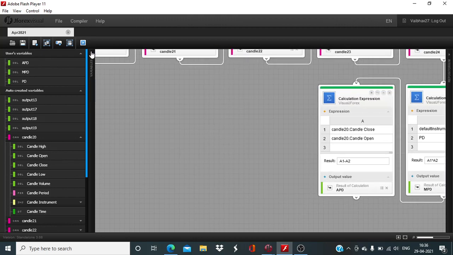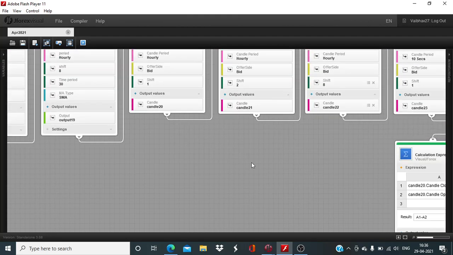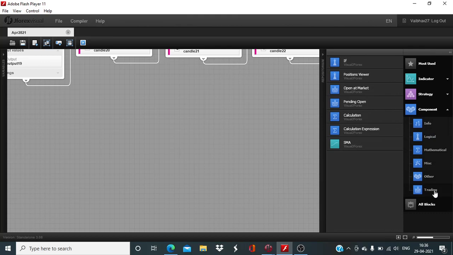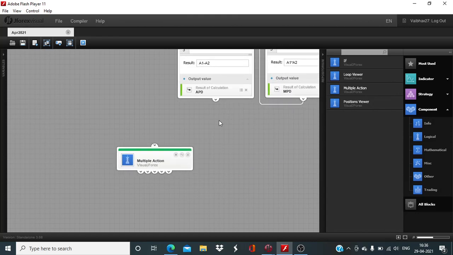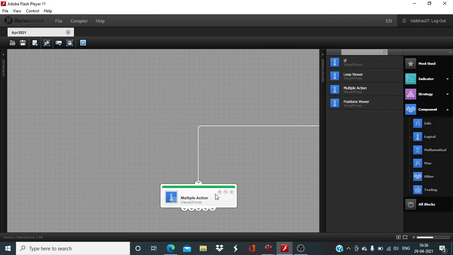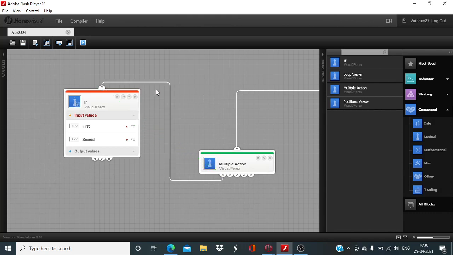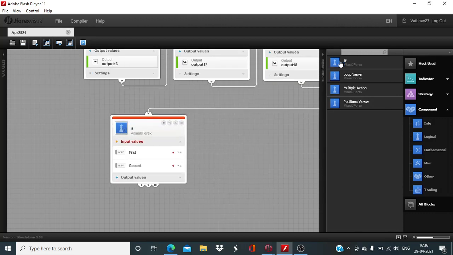After this we can now start adding the if else blocks. I will bring in the multiple action, first the trading component. Now it is under logical, and here I will join it for the time being, but later on we will have to disconnect it. Okay, logic is fairly simple.